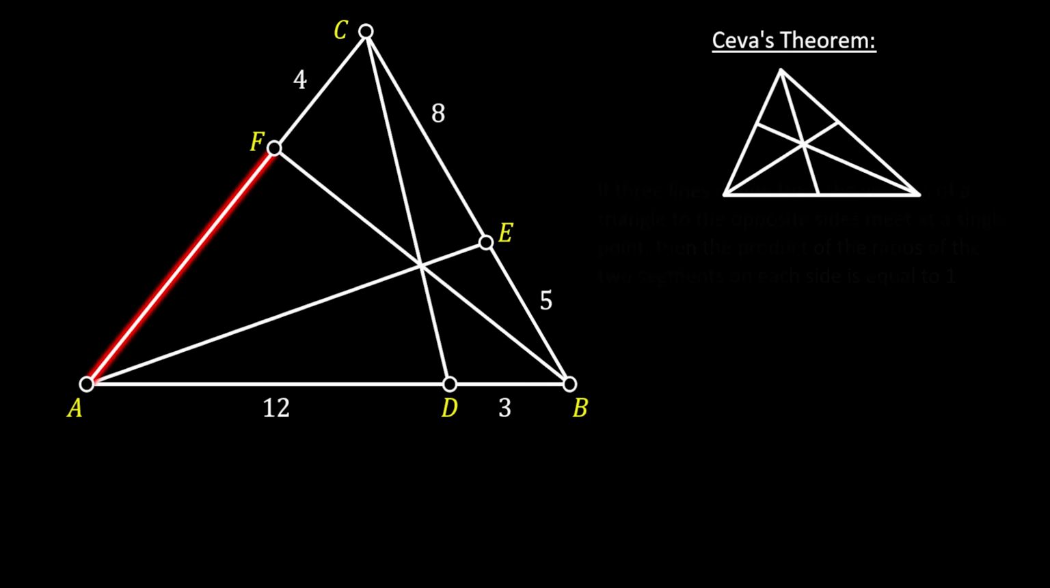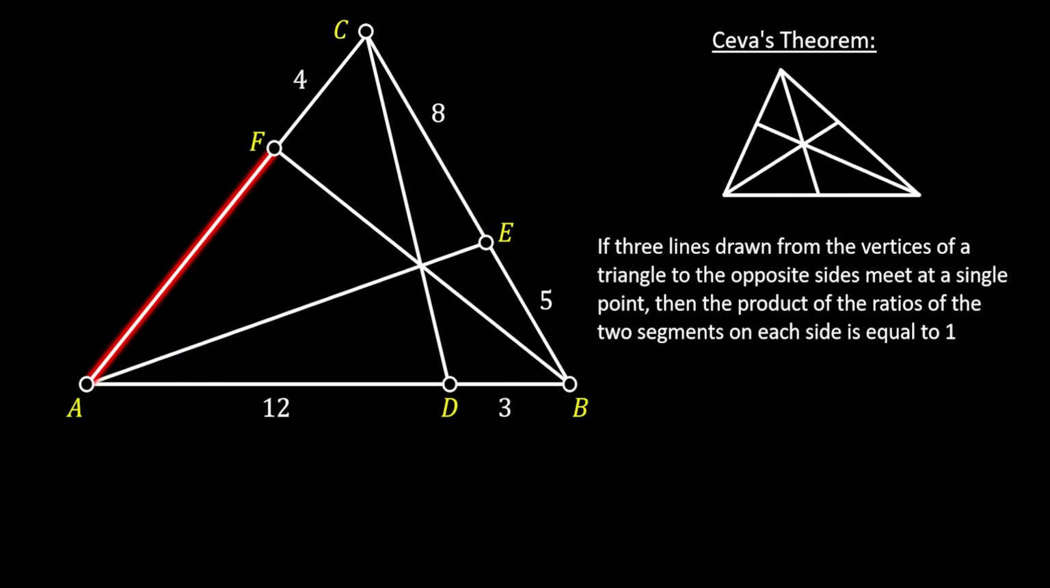Ceva's theorem states that if 3 lines drawn from the vertices of a triangle to the opposite sides meet at a single point, then the product of the ratios of those segments on each side is equal to 1. And if you want to use more mathematical terminology, you can say that Ceva's theorem states that if 3 Cevians of a triangle are concurrent, then the product of the 3 ratios of the divided sides is equal to 1. So you can use both of those explanations, whichever you like.